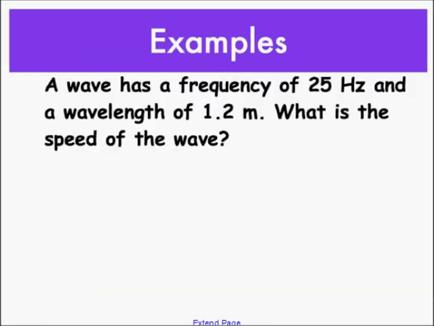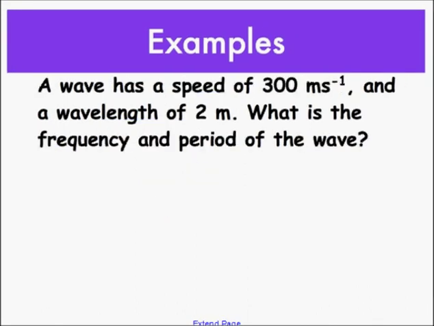So a wave has a frequency of 25 hertz and a wavelength of 1.2 meters. What is the speed of the waves? Remember doing v equals, well, what do you have here? Frequency, wavelength. So frequency is f, wavelength is lambda, so the equation must be that. And I'd like you to finish that.